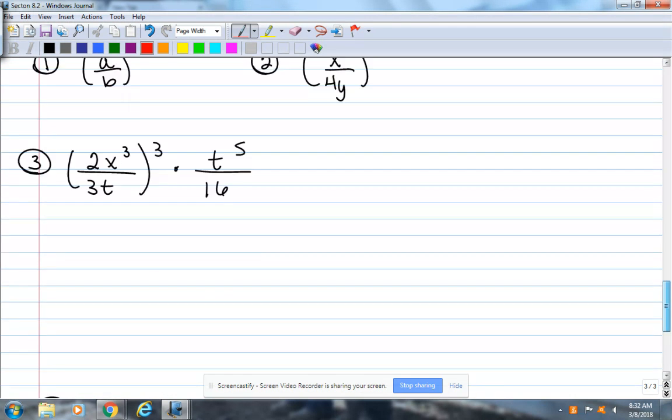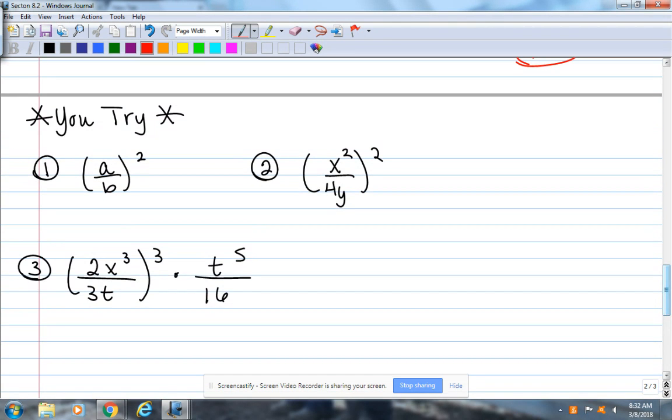You guys try these 3 problems. Simplify them all the way. These are T's. And that's a 16 on the bottom, not a 1B. The first one is a B on the bottom.